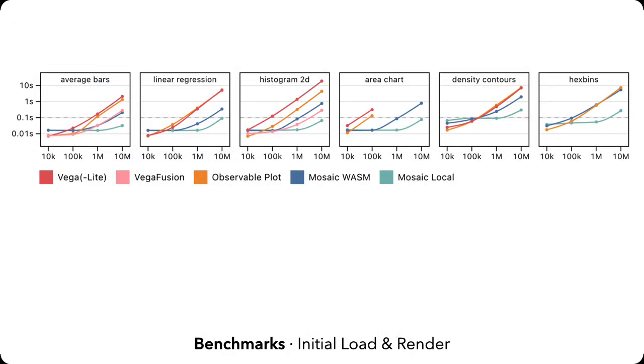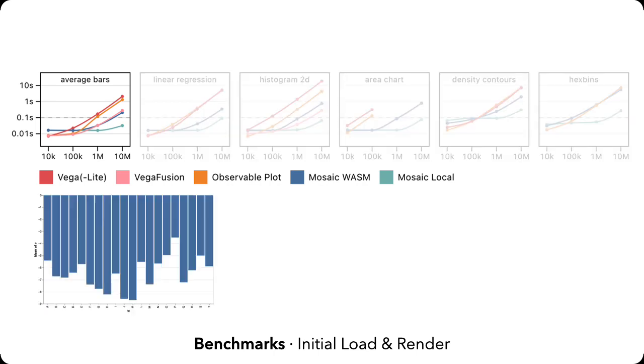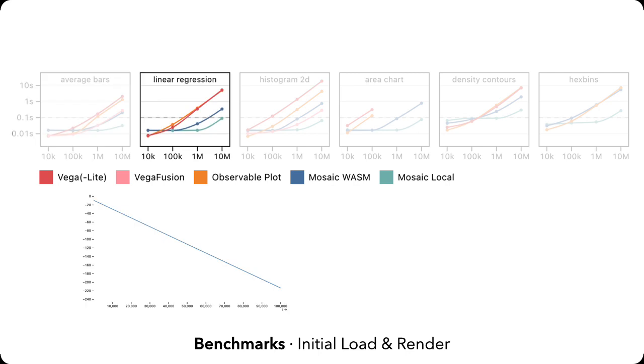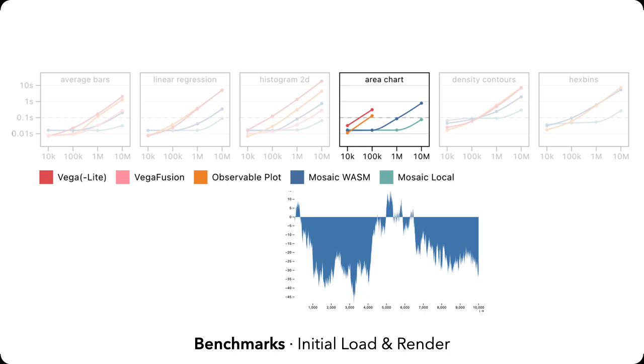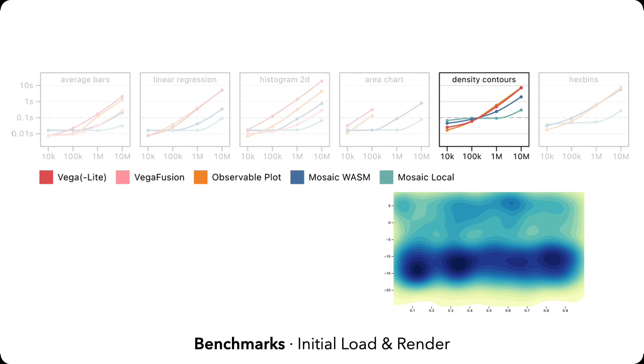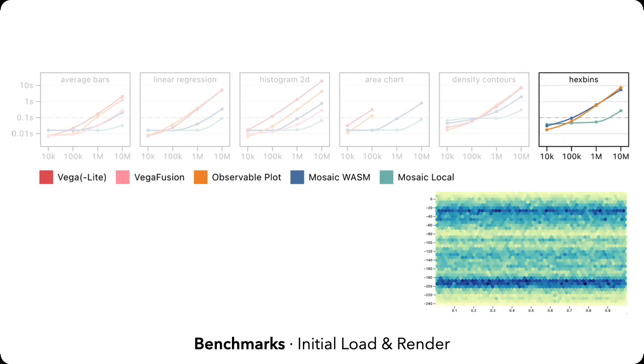To evaluate scalability, we conducted performance benchmarks comparing Mosaic variants to Vega, Vega Fusion, and Observable Plot. Mosaic provides order of magnitude improvements for the initial rendering of aggregated bars, linear regression plots, two-dimensional histograms, and area charts. Other tools fail to render area charts with millions of data points. Mosaic also provides superior performance for density contours and hexagonal bins.